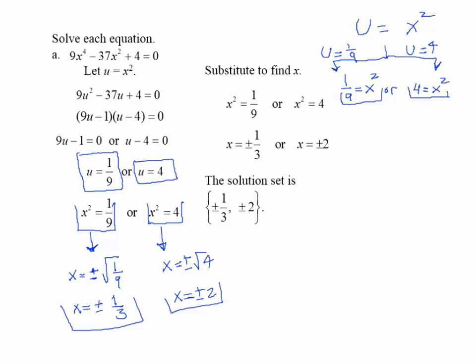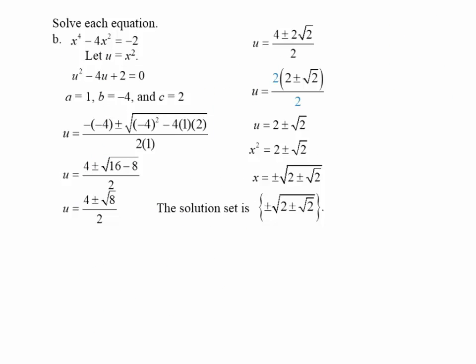Plus and minus 2, and plus and minus 1/3. These are our solutions here, and that's what we did here. So we are using the substitution method to make this equation look like a second order equation, solve for u, and then go back and solve for x by substituting that into the original assumptions.